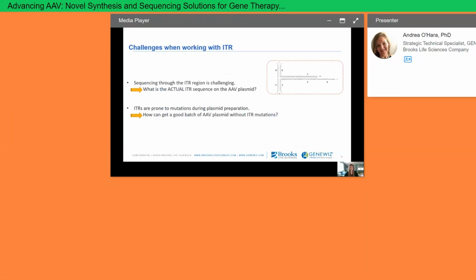So what are some of the main challenges when working with the ITRs? The first is actually sequencing the ITR. The ITR region itself, which is shown here on the upper right-hand side, consists of these T-shaped hairpin loops, which makes it very difficult to sequence. And we need to know what is the actual sequence of the ITR on the plasmid. The second component is that the ITRs are really prone to mutation during plasmid preparation. So how can we get a good batch of AAV plasmid without ITR mutations?